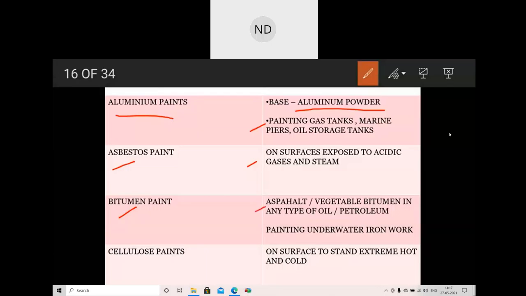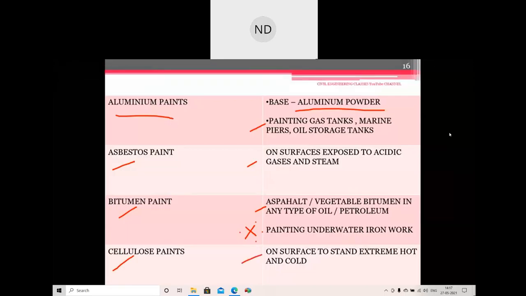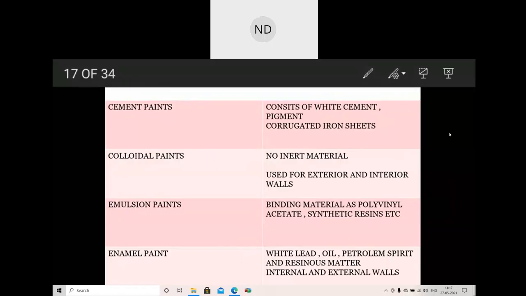Next one is bitumen paint. These are actually asphalt or vegetable debris dissolved in any type of oil or petroleum. It is mainly used for painting underwater ironworks. Bitumen paint is used for underwater ironworks. Next one is cellulose paint. These are used on surfaces that have to withstand high heat or cold weather. That is cellulose paint.